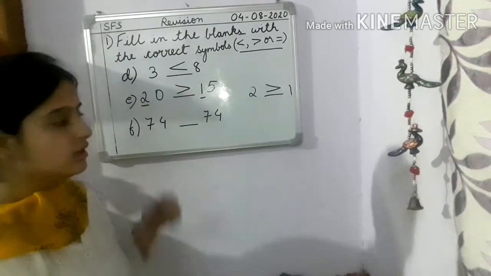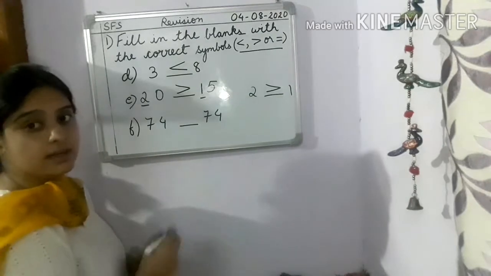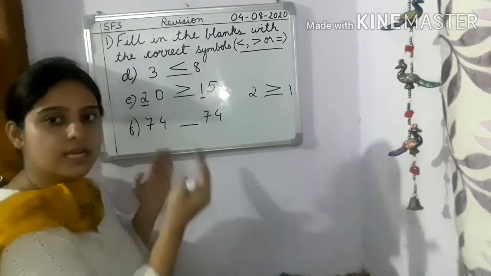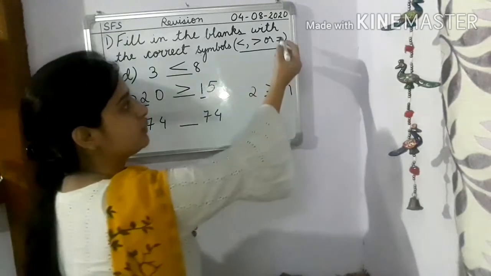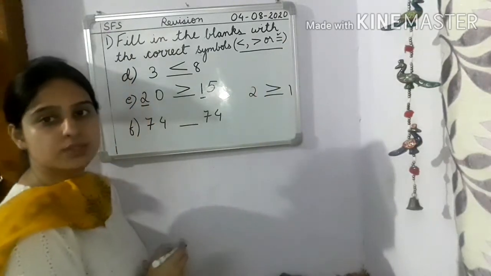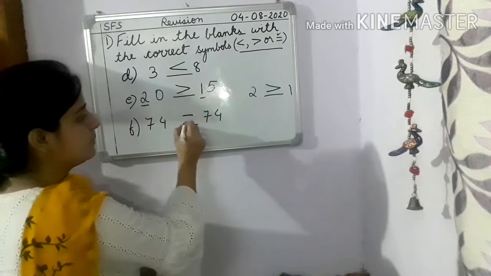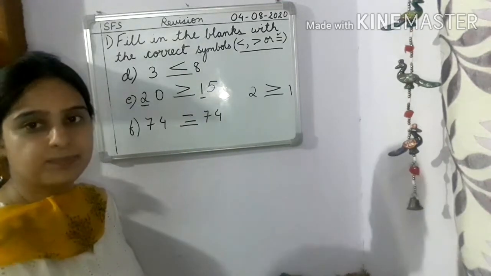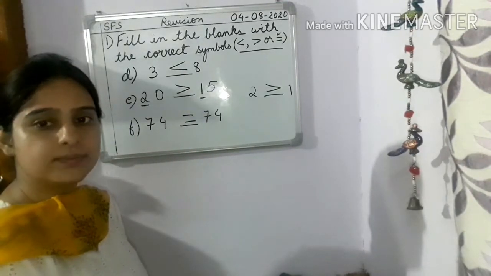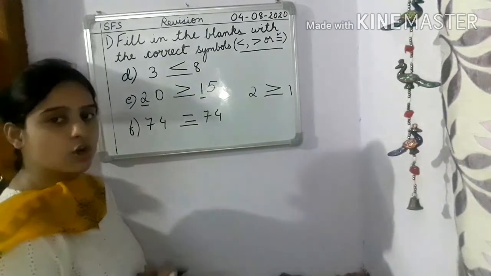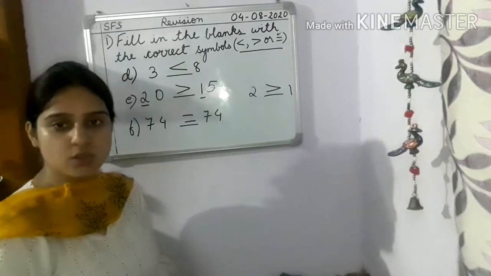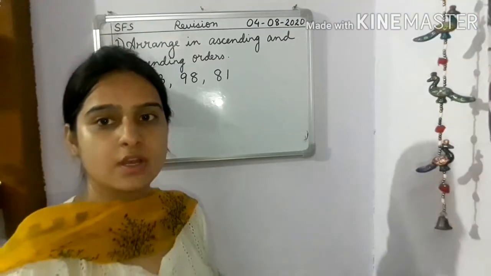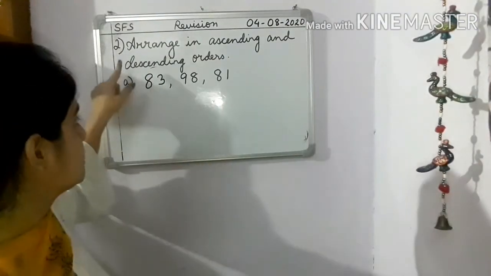Then next, children, 74-74. So let's compare, as it is very clear that both the numbers are same. So when both the numbers are same, children, we put which symbol? Equal to symbol. Am I clear to you all? You can do this in your copy, children. Let's do the next question. So children, let's start with our next question, number 2.